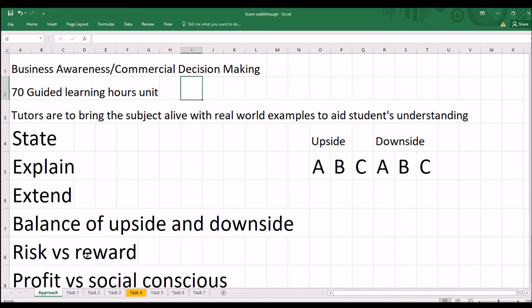We're going to consider risk versus reward and profit versus social consciousness. So just to get into the zone a little before we start the question, that's what we're going to be thinking about. Right, so let's get into it.